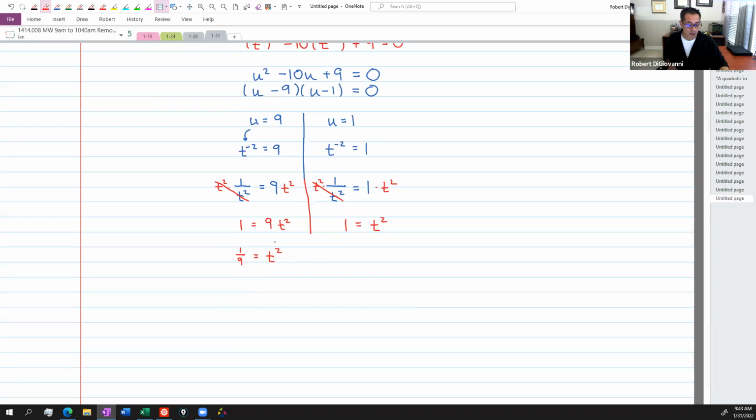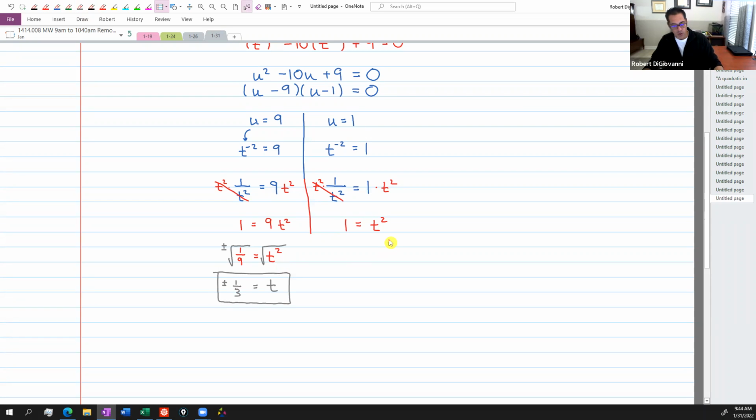And once I'm here, now I'm going to solve this by doing what we've done in the past, and that is take the square root on both sides. So when I do that, I have to do plus or minus, and I get t on the right side, and on the left side, the square root of 1/9 is 1/3. So plus or minus 1/3 is t.